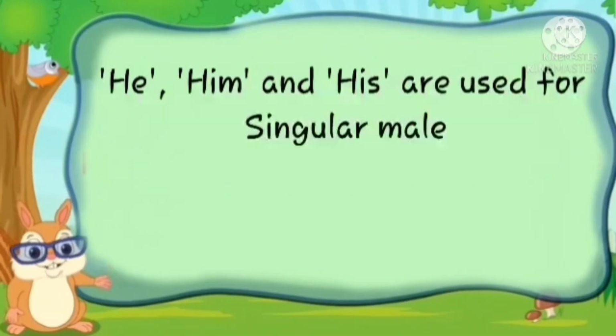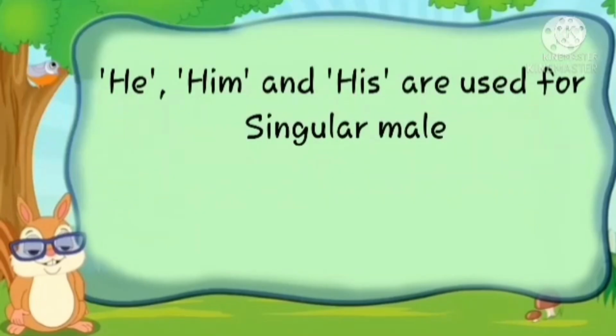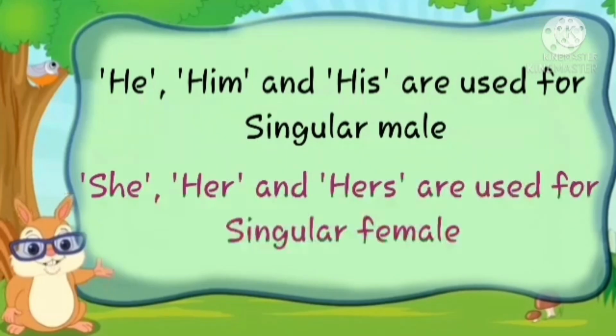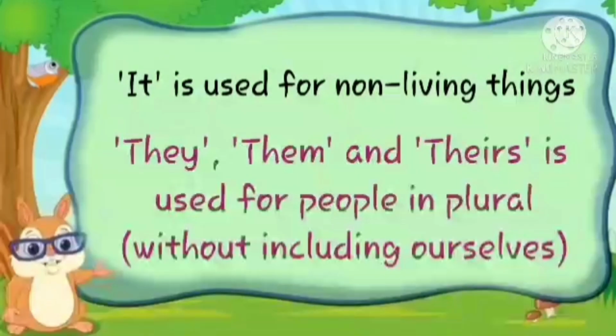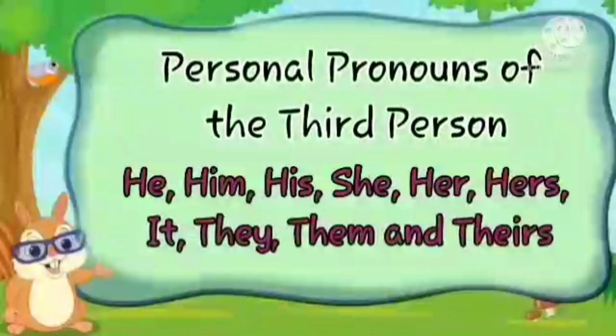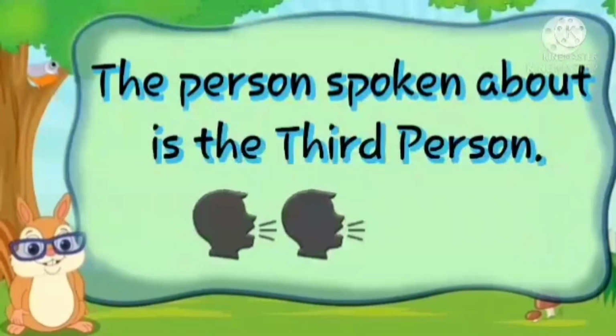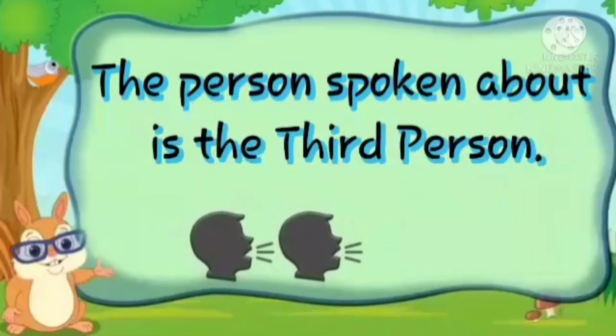Now in these sentences, he, him, his is used for singular person in the male category. Okay. She, her, hers are used for the single female category. It is being used for the non-living thing. They, them and theirs is used for the category in the plurals, जिसमें हम खुद include नहीं होते हैं, are the personal pronouns of the third person. Third person is the person जिसके बारे में हम बात कर रहे होते हैं.